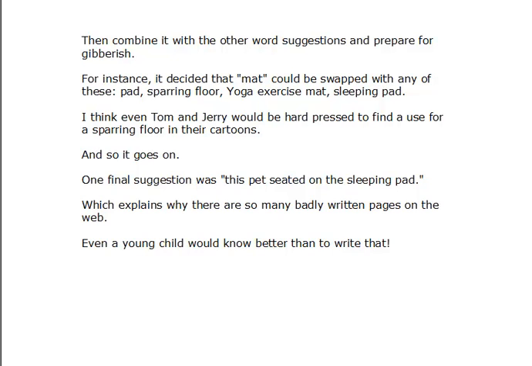Their final suggestion was "this pet seated on the sleeping pad." So they swapped "the" for "this." That's pretty bad. So you got "this pet," which is just wrong. Seated, again, "this pet seated" is wrong. So you can see how bad these are, how fast they are, and it does explain why there are so many gibberish pages on the web, because even a young child would know better than to write something like that.